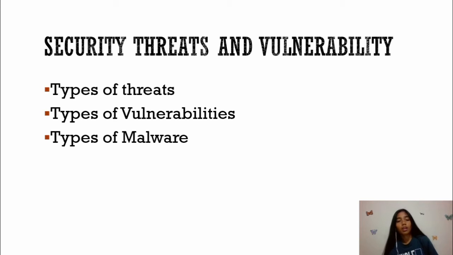So for the next one, we have the physical security. There are four classes of physical threats. We have the hardware, the environmental, the electrical, and the maintenance. Now let's proceed to the vulnerabilities.